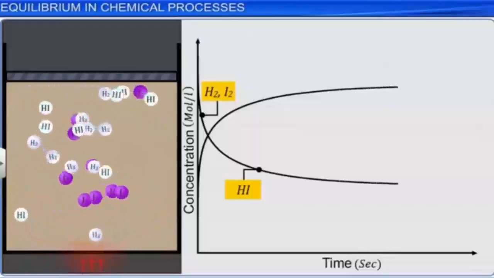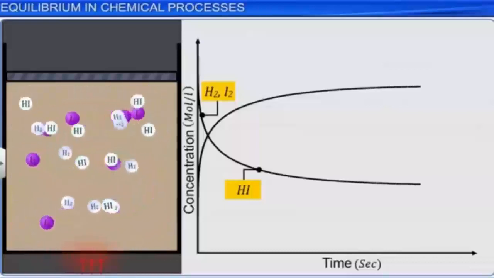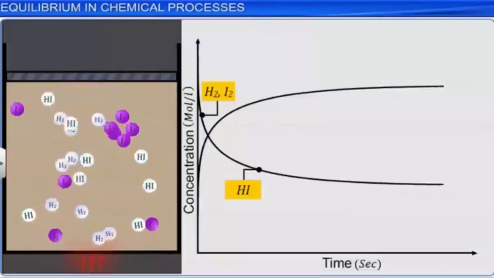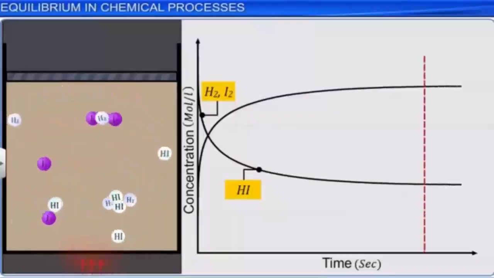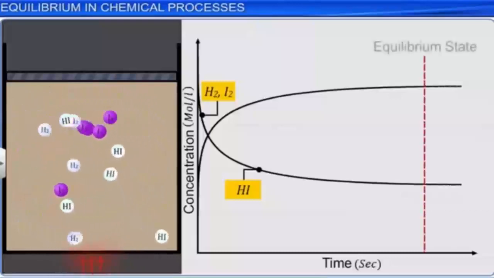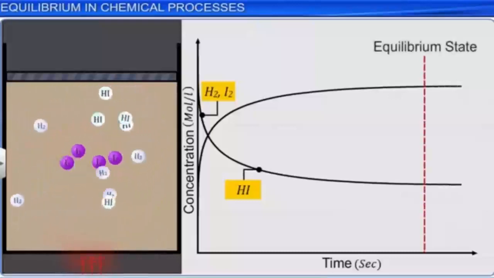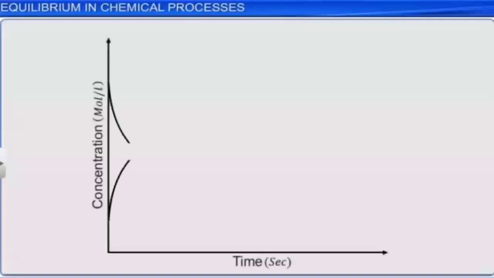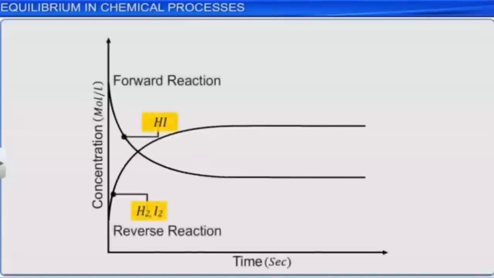A stage is reached when the rates of the forward and backward reactions become equal, and the system is said to have attained equilibrium. At equilibrium, the concentrations of all the three species become constant. The graph depicts the variations of the concentrations of hydrogen, iodine, and hydrogen iodide as a function of time.